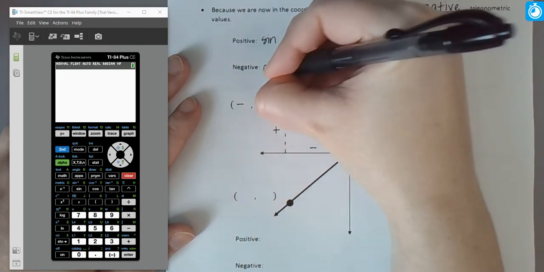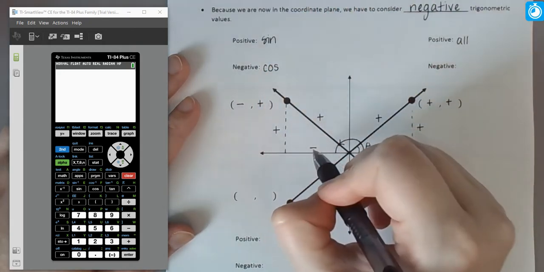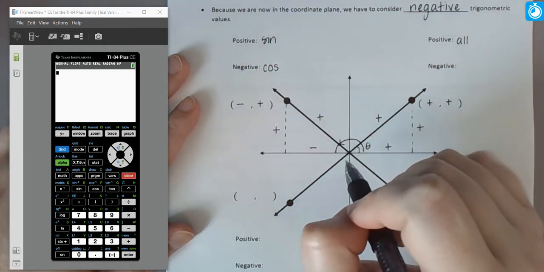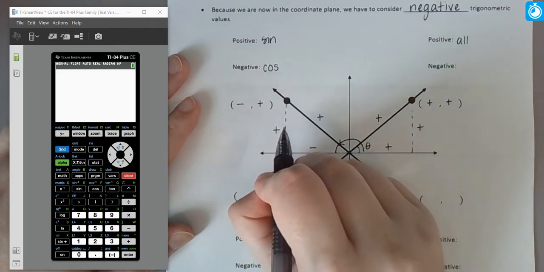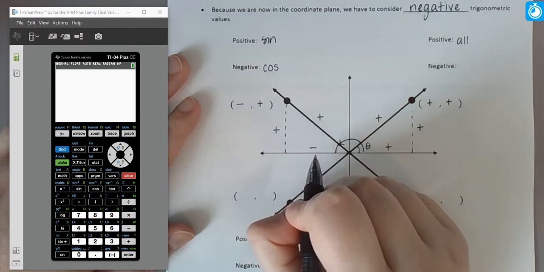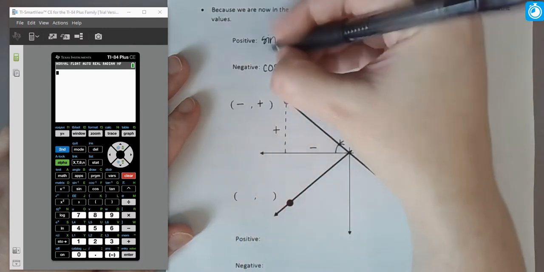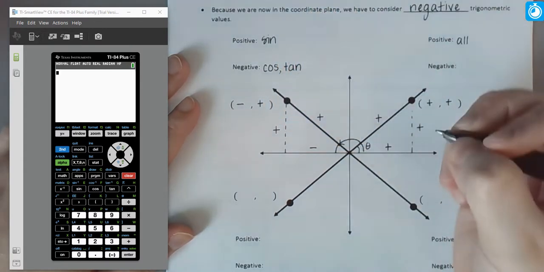So the cosine is actually going to have a negative value if our triangle ends up in the second quadrant. What about the tangent? Well, tangent is going to be opposite over adjacent, so positive over negative, which is also going to be negative. So tangent will also be negative.